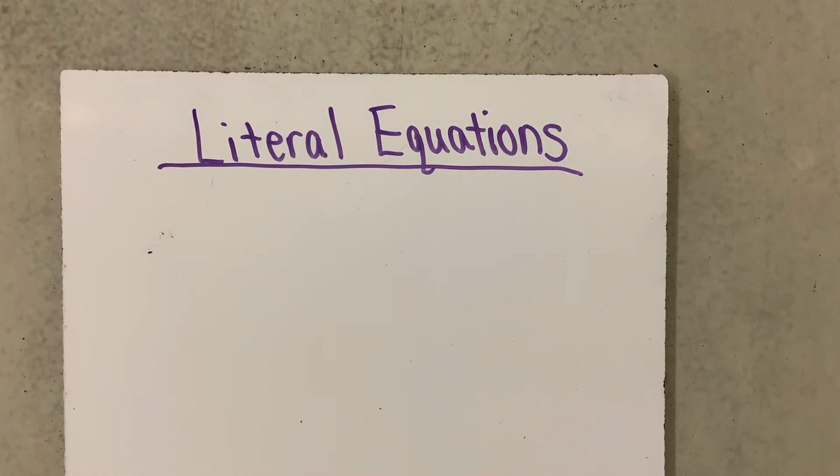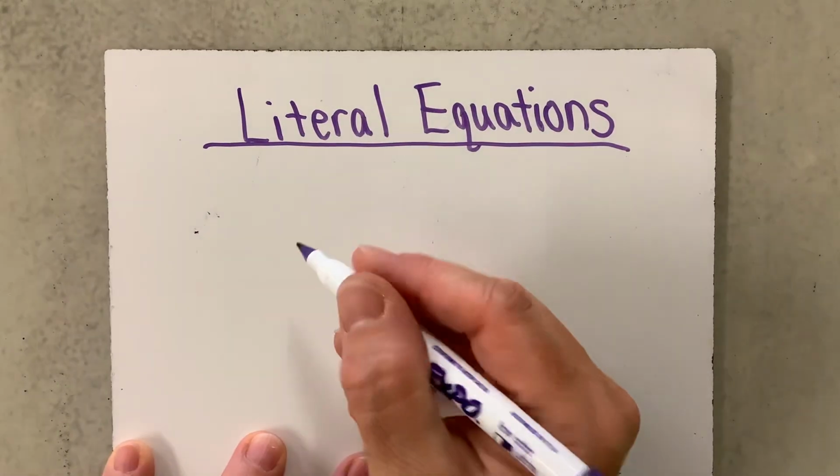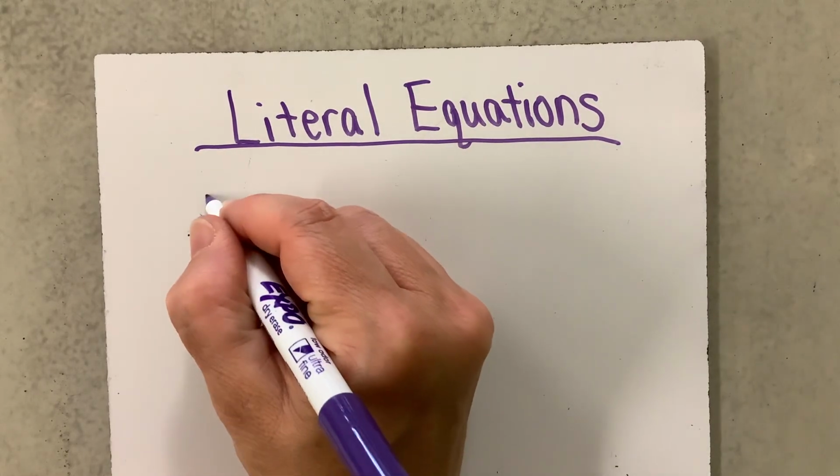Literal equations. When we solve literal equations, we are usually trying to get it back to slope-intercept form, which you'll learn about shortly, or we're working with a formula such as one in science, and we want to change the order, okay? So what that means is, let's look at this.